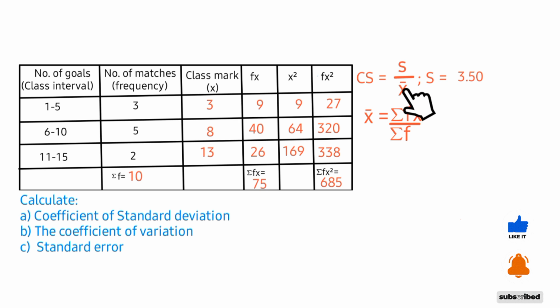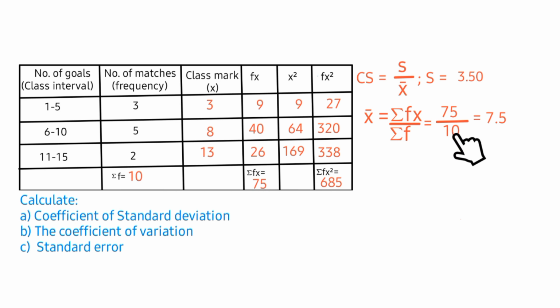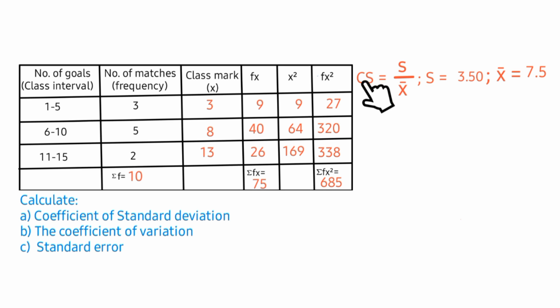Let's also proceed to getting the value for mean. This is the formula used in calculating the mean of our group data. Mean is represented with this symbol, summation fs divided by summation f. So 75 divided by 10 gives 7.5. Now let's proceed to calculating coefficients of standard deviation. Standard deviation value divide by the mean value. So this divide by this. This is the value of the coefficient of standard deviation.